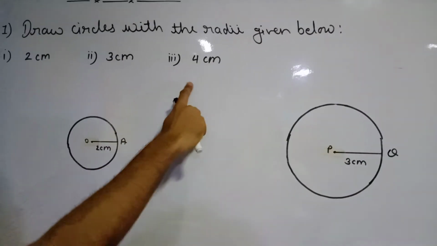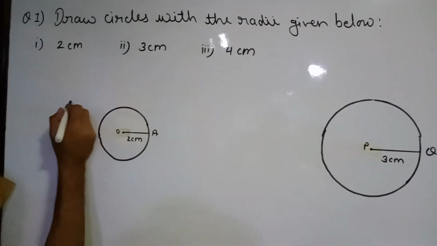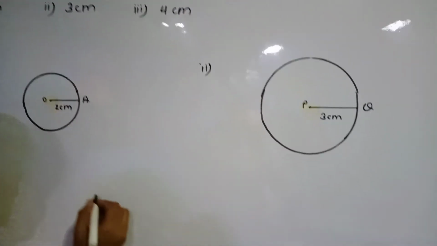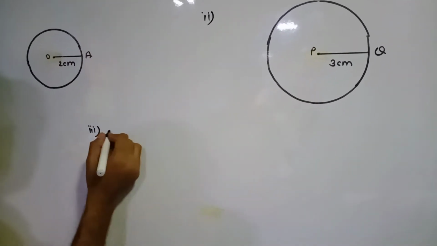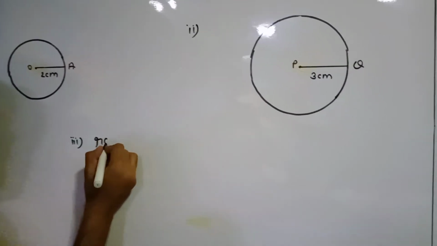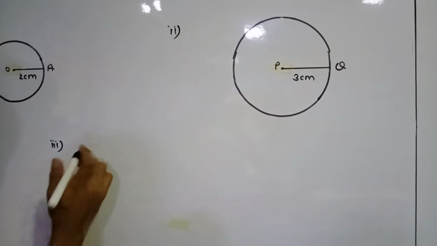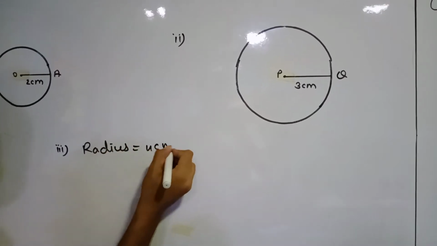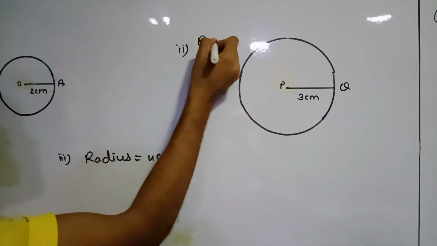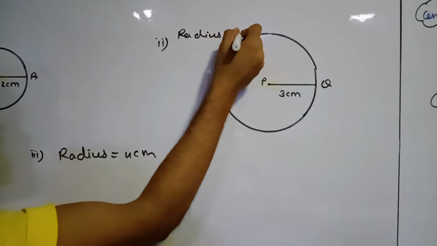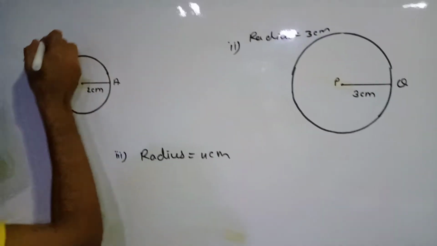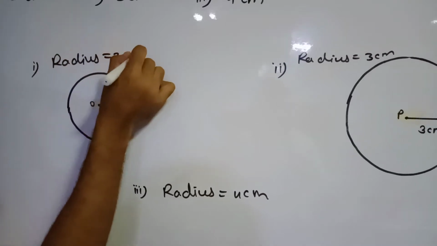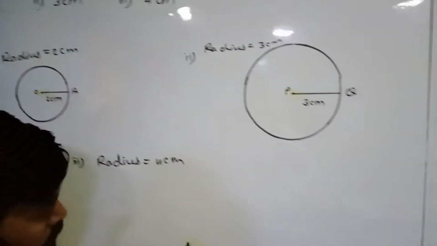This way we have to draw the radius of the given circle. The next we have, this is the first one, second one and third one. Here we have the radius 4 centimeter, radius 3 centimeter, radius 2 centimeter. First we have to write what radius we want.